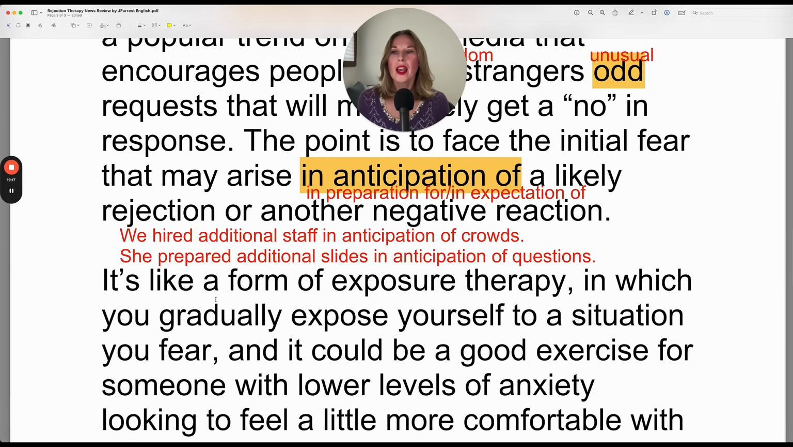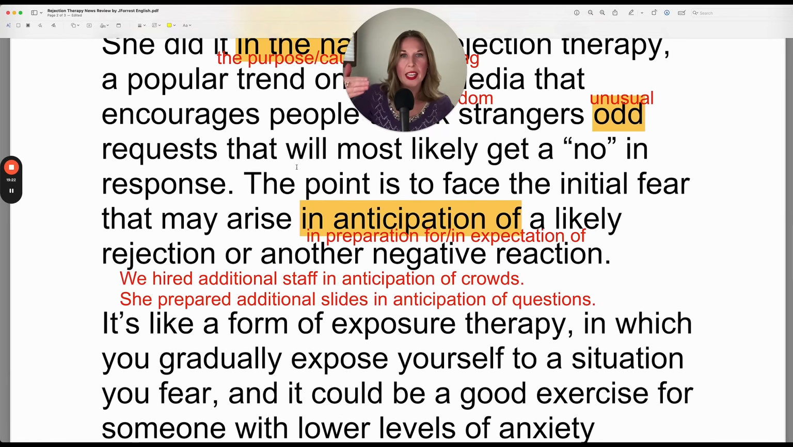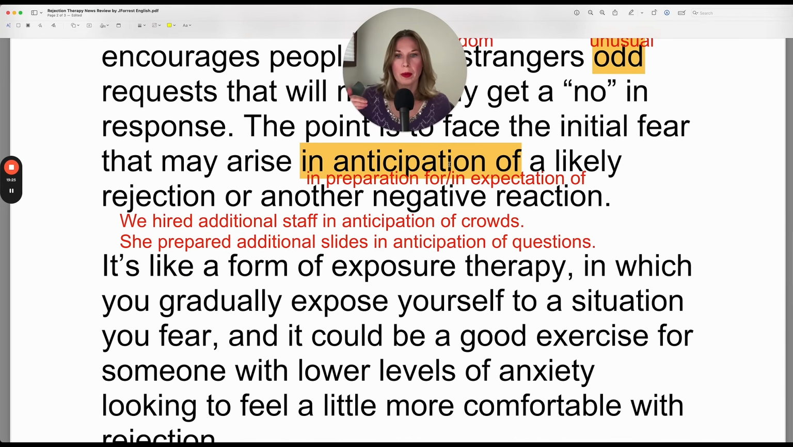Let's continue. It's like a form of exposure therapy. So the concept of rejection therapy is like a form. "Like" means similar to a form of exposure therapy. And now they're defining what exposure therapy means, because this isn't common knowledge for the average person, in which you gradually, which means slowly and incrementally over a period of time, expose yourself to a situation you fear.